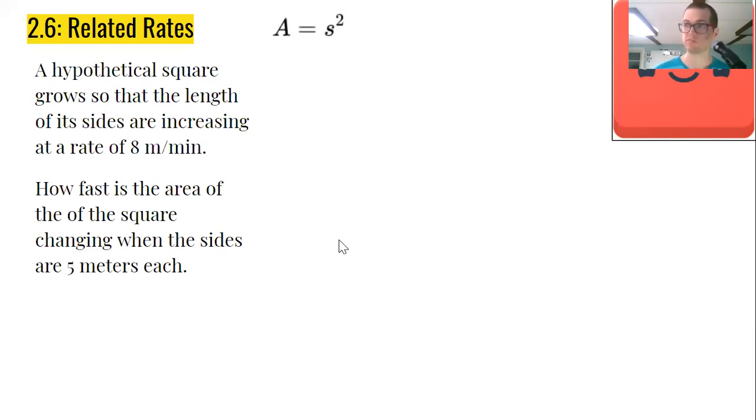So area equals side squared. Now I need to get a rate. In order to get rates, I need derivatives. So let's take the derivative of both sides with respect to t. Again, d over dt is a verb, where it says we're going to take the derivative of whatever's in brackets with respect to whatever variable is down below.